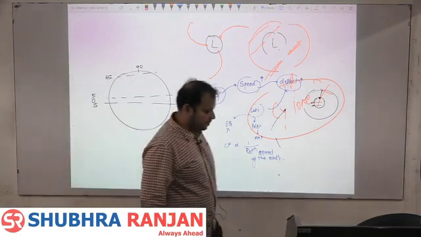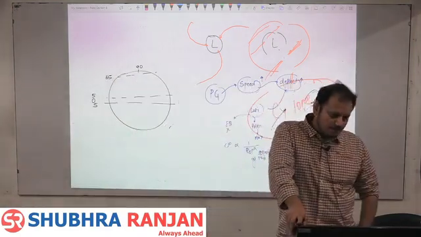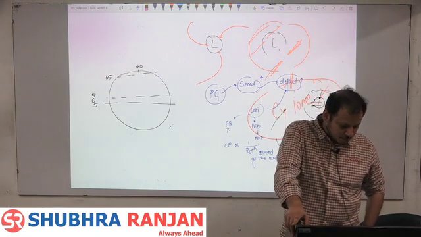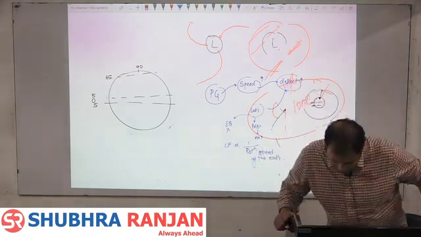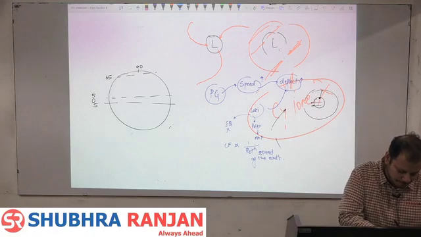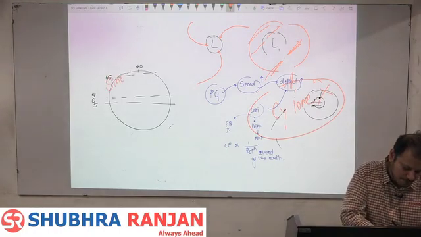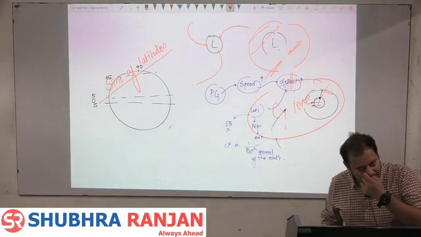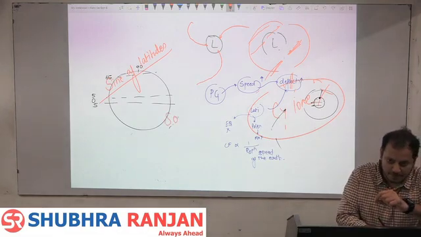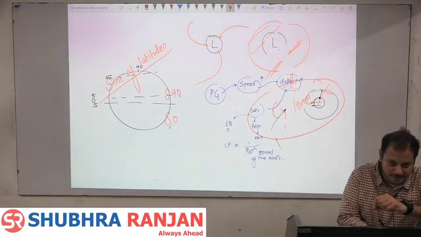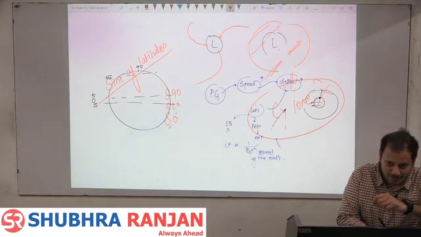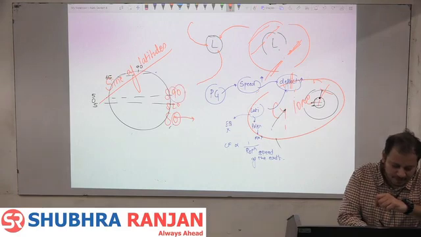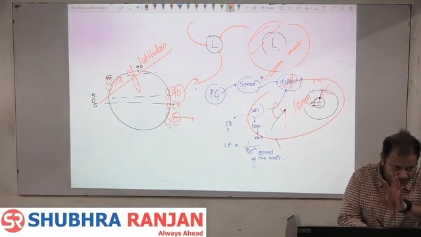And third, sign of latitudes. Iska matlab sign 0, 0 degree latitude, sign 90, 90 degree latitude, sign 20, 20 degree latitudes. 0 degree latitudes pe no deflection, 90 degree latitudes pe maximum deflection.